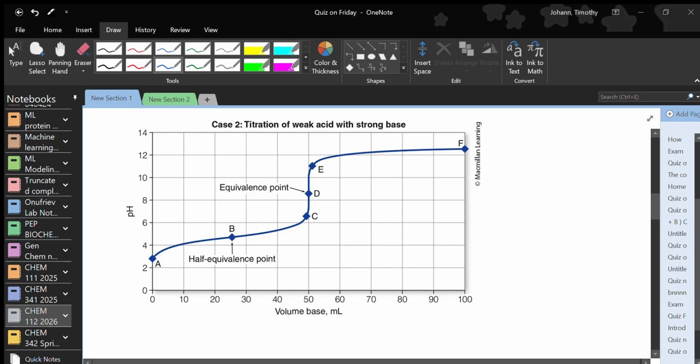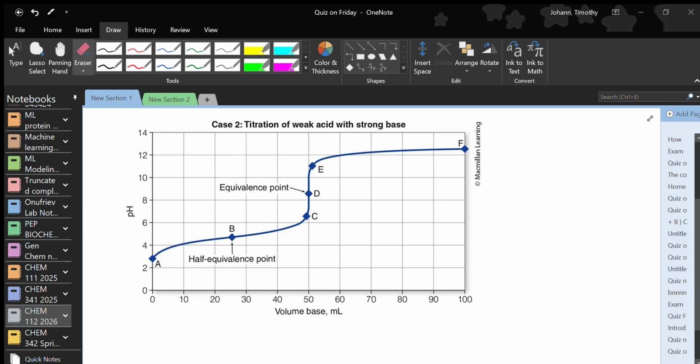Let's see, give me a better arrow. I don't have, that's not a better arrow. Give me an eraser. There we go, my eraser.